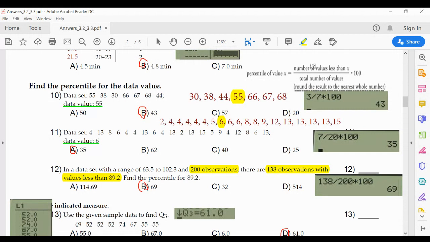In the PowerPoint, they call this B over N. B stands for the number of values less than your target value, divided by the total number of values you have, and you multiply that by 100. Notice he's saying round to the nearest whole number. You know how to round. You've been rounding since grammar school. If the digit in the tens place is 5 or higher, you round up. If it's not, you just drop it. They call it rounding down. Rounding off and rounding up aren't one and the same.